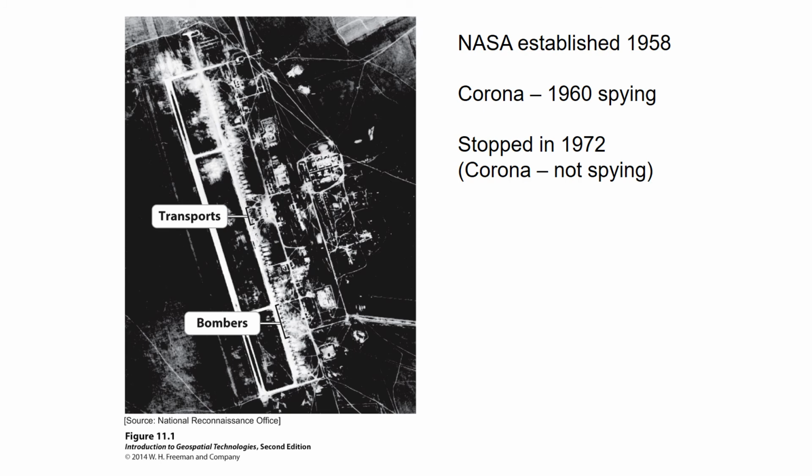Thinking of the history of all this stuff, we began collecting it some time ago. For example, NASA was established in 1958 to keep track with the Russians, who put the first man, the first dog, the first whatever it was in space, always ahead of us. By 1960 we had our own spy program called Corona. It ceased in '72, not the spying, the Corona program. And we use this to identify things on the ground.